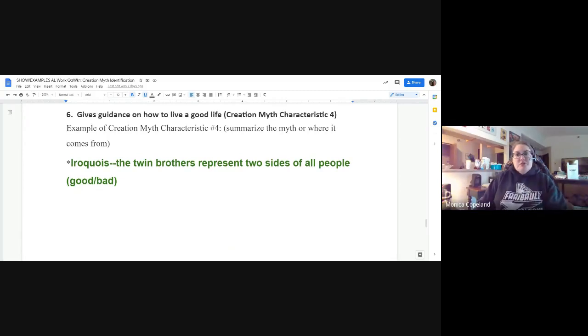So number 6, creation myth characteristic 4, guidance on how to live a good life. So that's more philosophical. What is life? That kind of thing. Here I took the example from the story you're going to see in a moment from the Iroquois tribe of Native Americans. They have a story in their creation myth, a little side story about 2 twin brothers, and they represent the sides of all people. One twin is more dark, bad. One twin is more light or good.